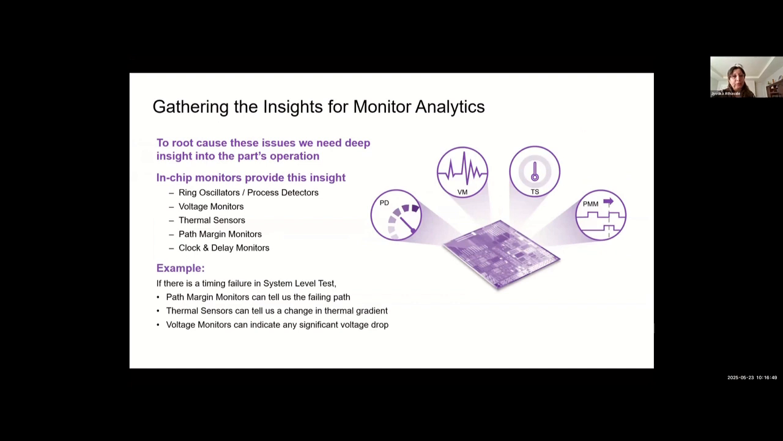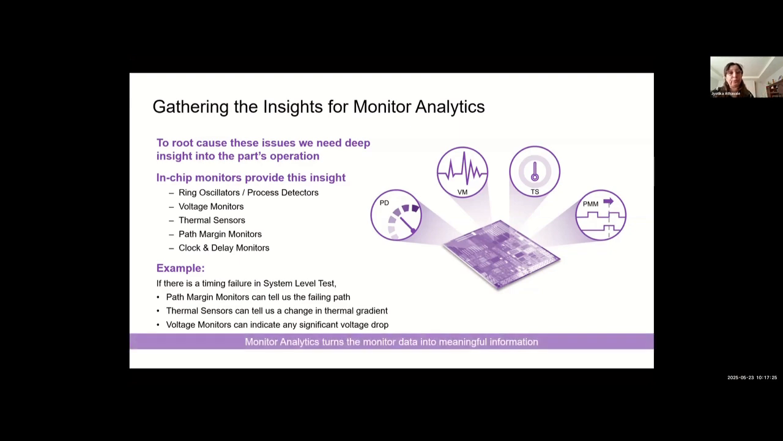So here are some examples. One of the key monitors is the path margin monitor, the PMM, which can monitor the delay of logic elements in, say, critical speed paths. You can have thermal sensors to monitor temperature in, for example, your hotspots, and use that to calculate remaining useful life, because most of the reliability failure mechanisms are thermally accelerated. And then voltage monitors can be used to detect large voltage glitches or any significant voltage droop.